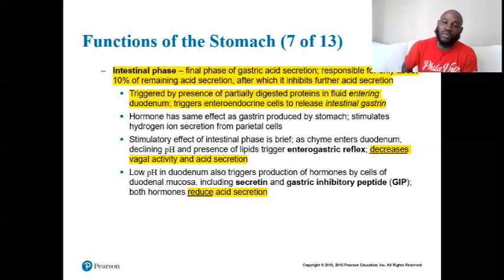The low pH in the duodenum also triggers the production of hormones by cells of duodenal mucosa, which we're going to talk about the structure of the duodenum and the rest of the intestines, including secretin and gastric inhibitory peptide, which reduce acid secretion. So we only have in the intestinal phase, like you said, it's triggered by partially digested proteins. There is some acid release, but when the pH drops, we're quick to shut it off once it gets into the intestines. We don't really want the same effect as we had in the stomach of just maintaining an acidic environment.